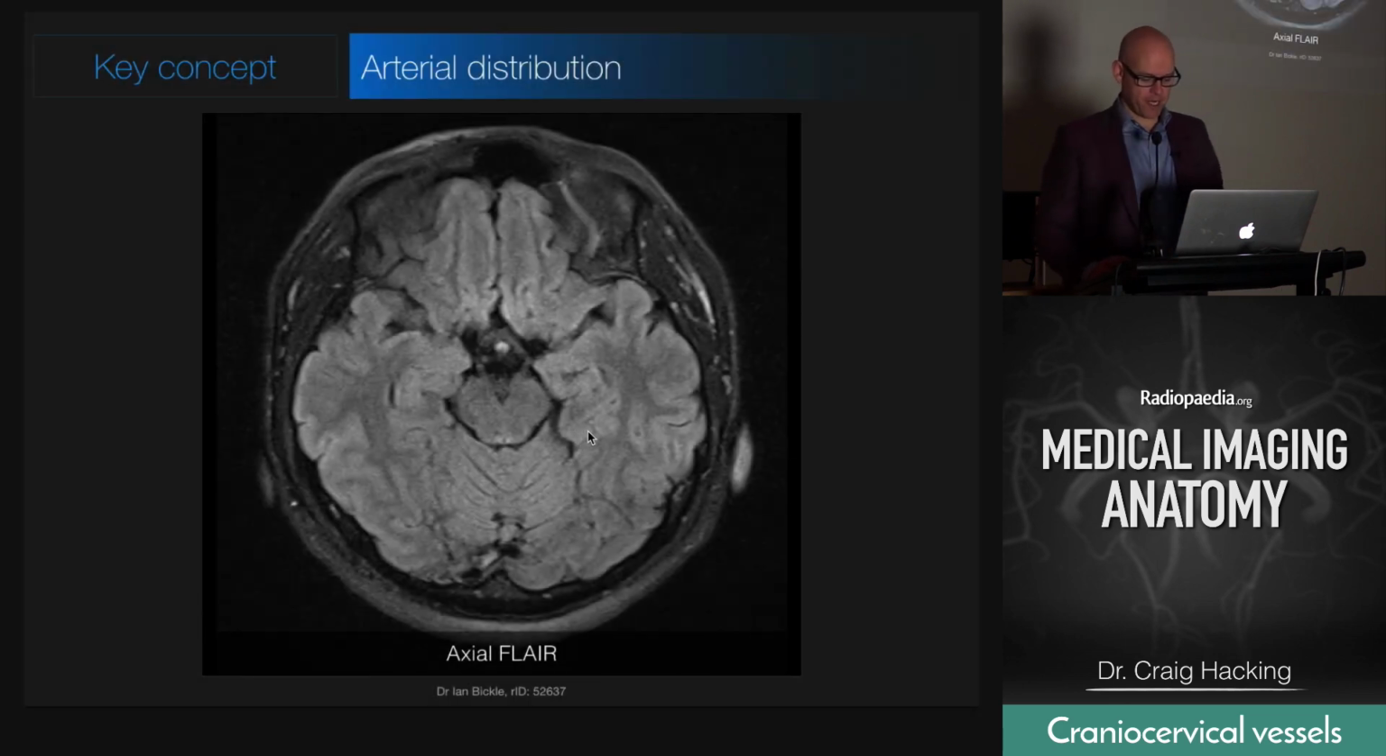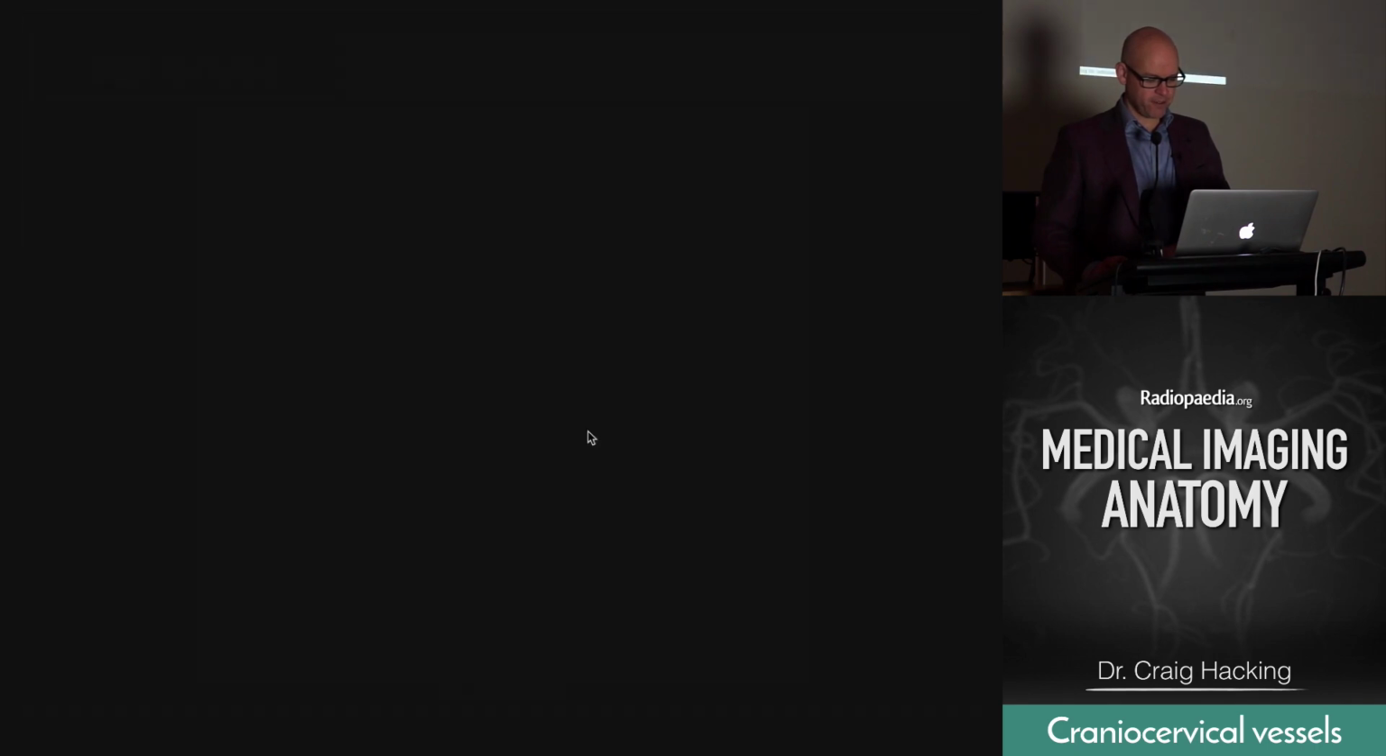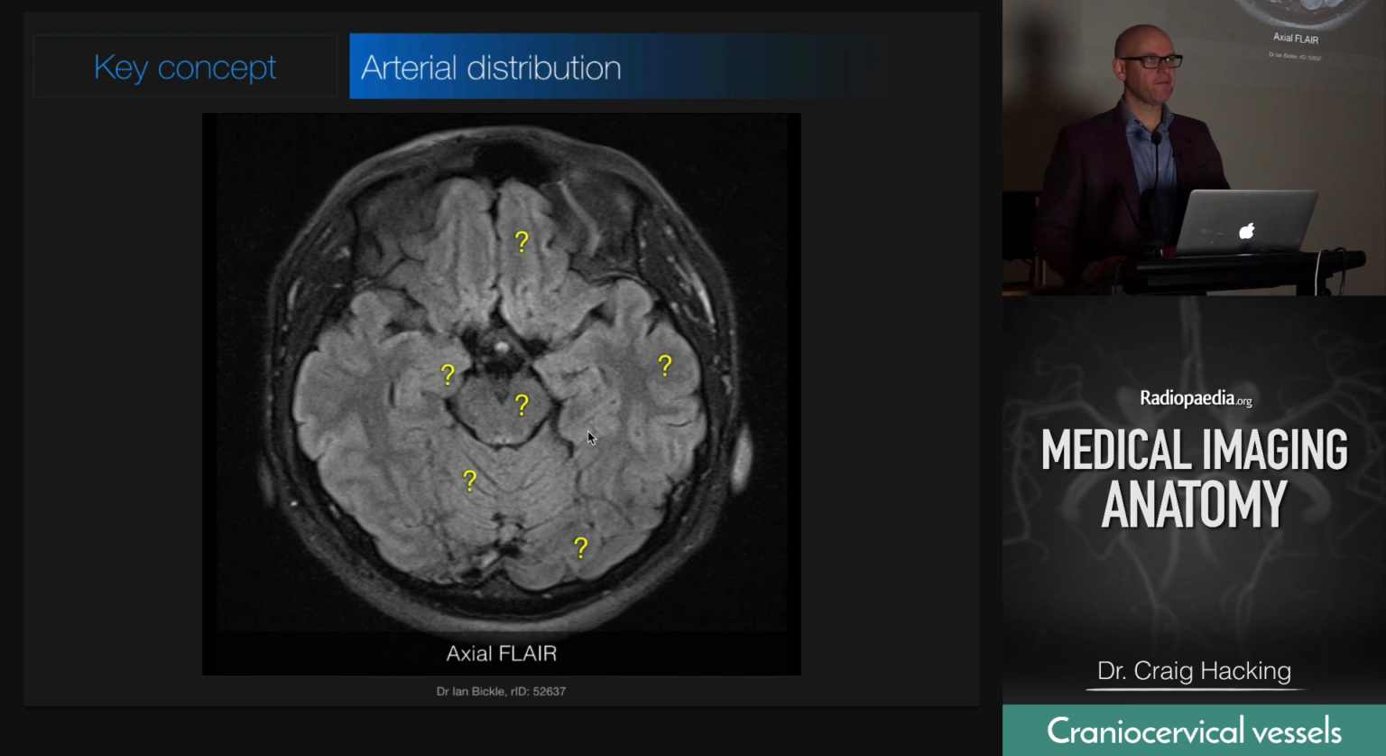So we've learned a bit about the branches of the circle of Willis. What does it actually mean? Well, it's good to know what supplies all this. Now, all of these, what are there, 6? They're all different vessels. So infarcts and vascular lesions can affect all of those regions, but affecting different vessels.